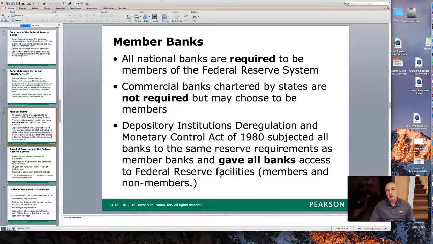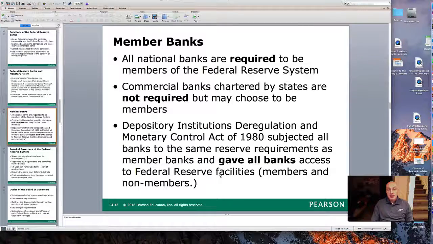Member banks, then, belong to their Federal Reserve Bank. They are national banks that are required to be members of the Federal Reserve System. Commercial banks that are chartered by states, so these tend to be smaller banks, are not required but can choose to be members. And it's actually more advantageous to them to be members of the Federal Reserve Bank because it will allow them to have access to the discount window.